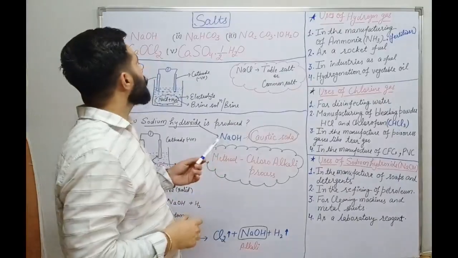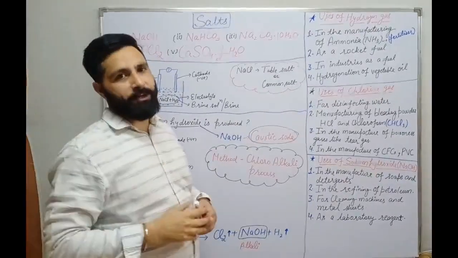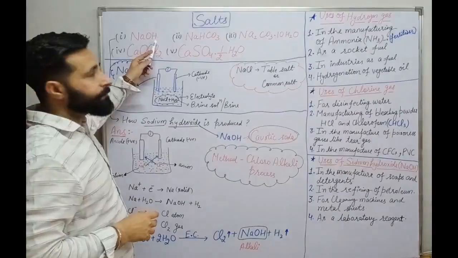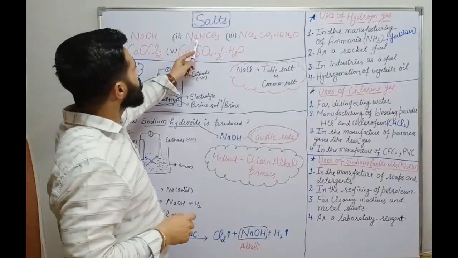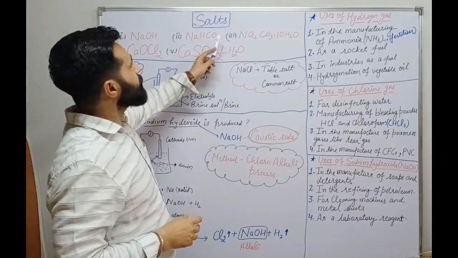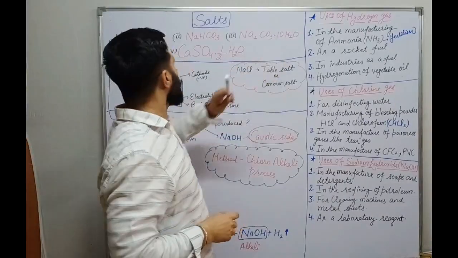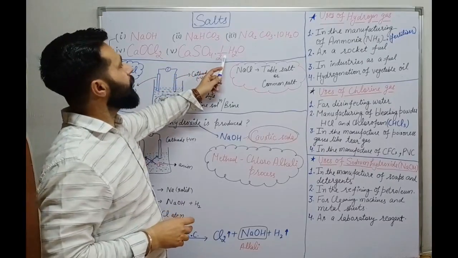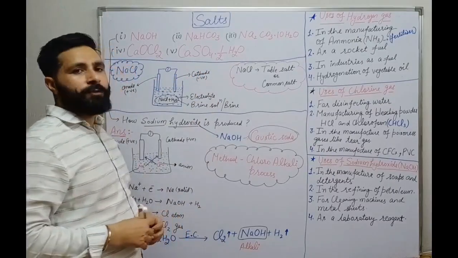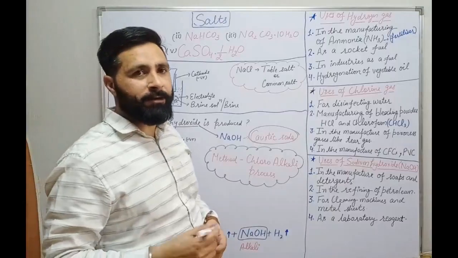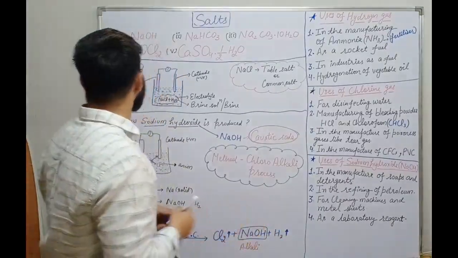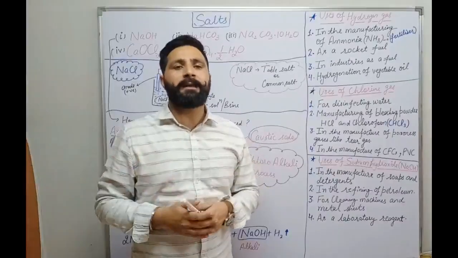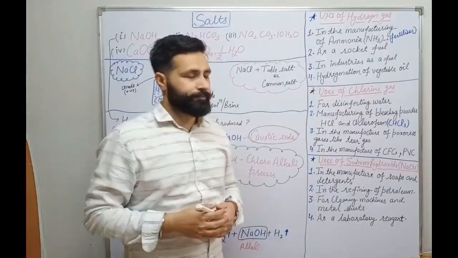In this chapter we will study 5 types of salts. First is sodium hydroxide, second one sodium hydrogen carbonate, sodium carbonate decahydrate, calcium oxychloride, calcium sulfate hemihydrate. So I will tell you their general names later one by one. So first beta, see, our first basic salt is NaCl, sodium chloride, common salt.